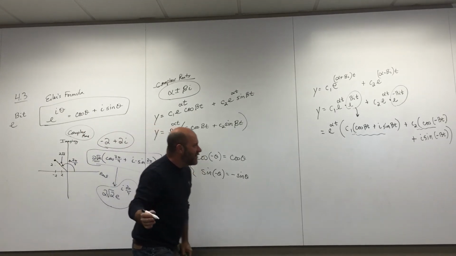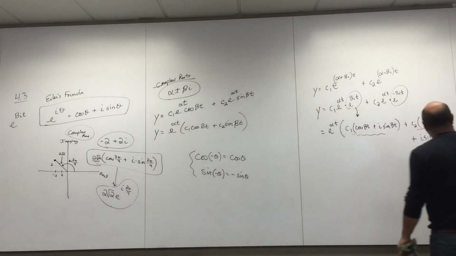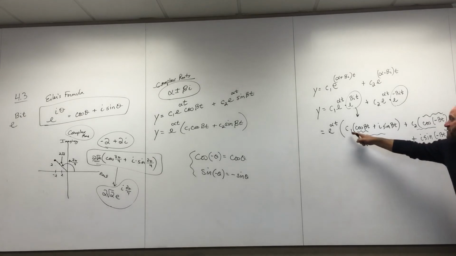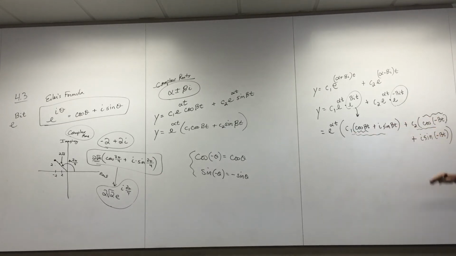But how am I going to use those? Oh, so this negative sign is going to get absorbed here. So that cosine beta t is the same as this cosine beta t. So let's just add them up. What are their coefficients? Well, it's a C1 and a C2. Can I just add those together and call them C1?